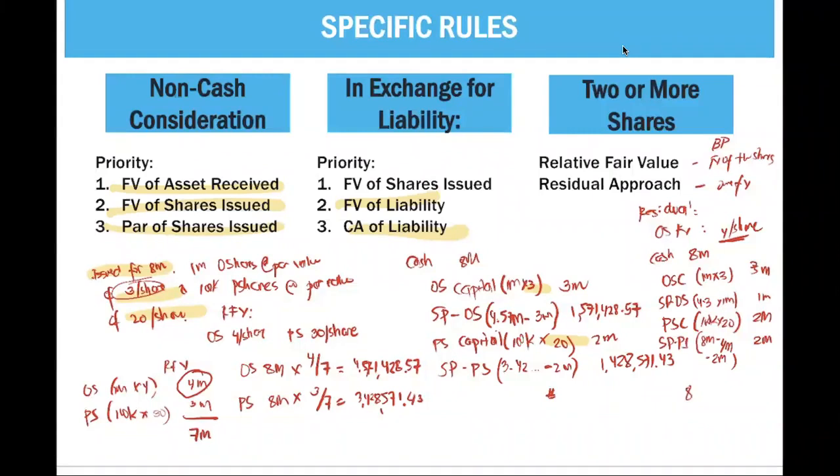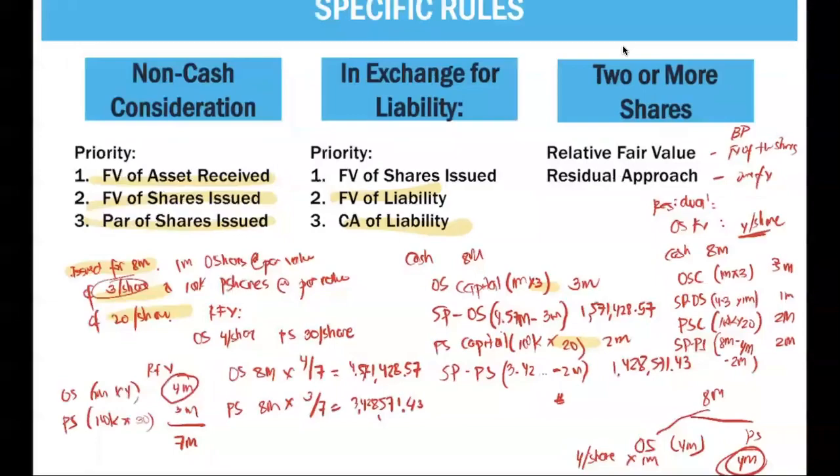Okay? So based on your 8 million, how did we allocate it? First to known fair value OS, 4 pesos per share multiplied by 1 million shares, 4 million. So for PS, we also have 4 million left. Clear? Okay. So in residual approach, you allocate first to the known fair value. Thereafter, you allocate it now to your unknown fair value, which is your PS. So here, our known fair value is 4 million to your OS, then excess to your PS.